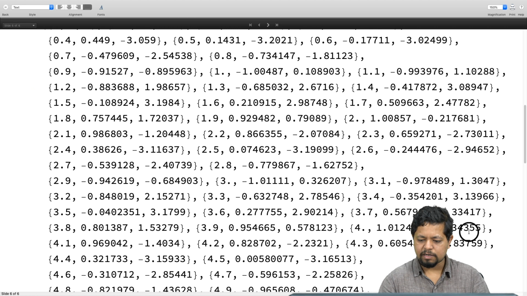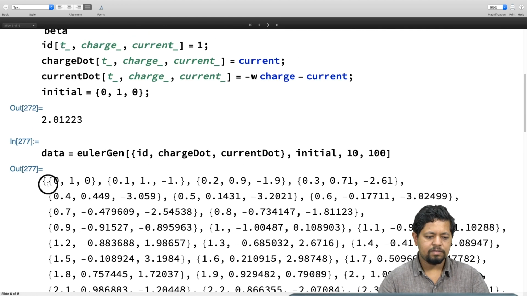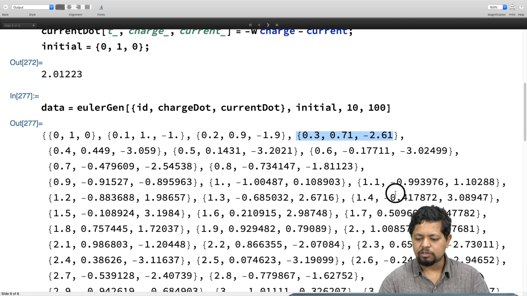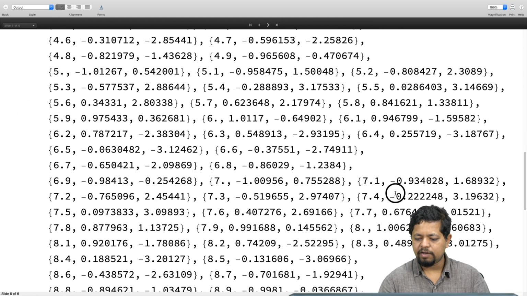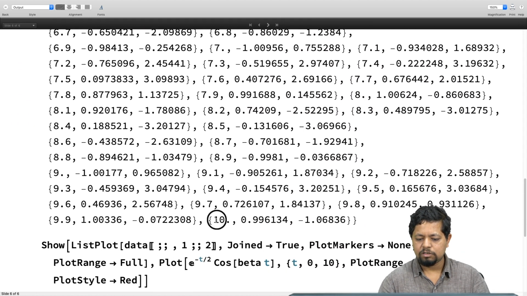This gives me the expected result. I see an array of sets of 3 points. This is my initial condition, this was the initial value, and then some changes happen to the initial value, and then some more changes and some more evolution, and so on. We get evolution up to tf equal to 10. So this is the value of the final charge, and this is the value of the final current. The second value is always the charge, and the third one is the current.